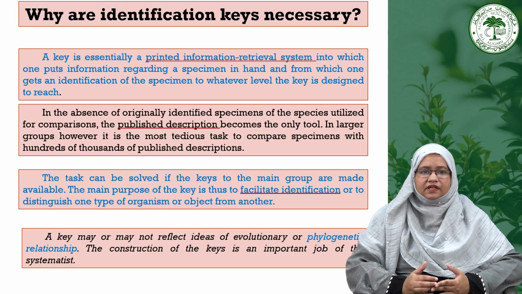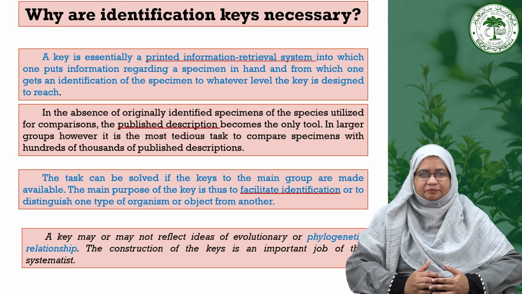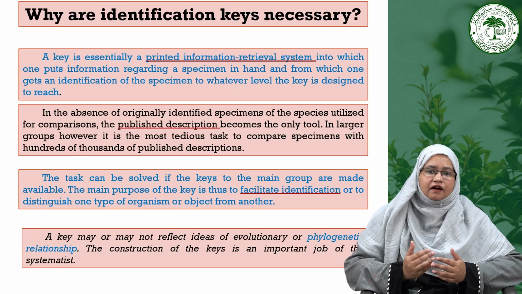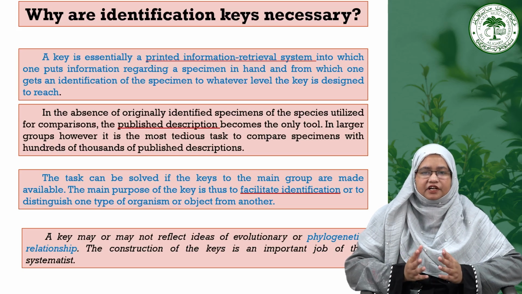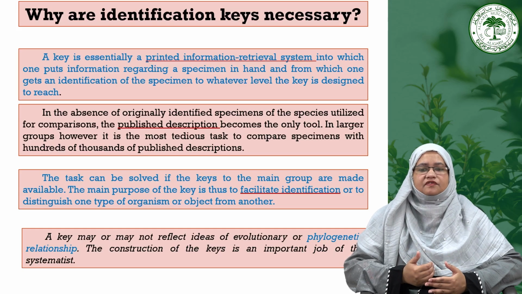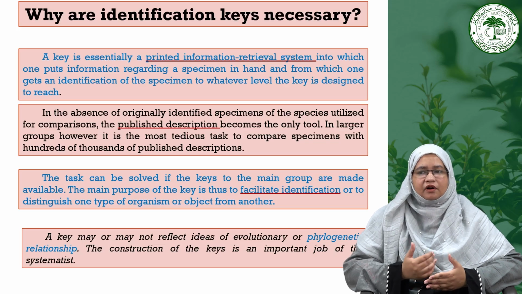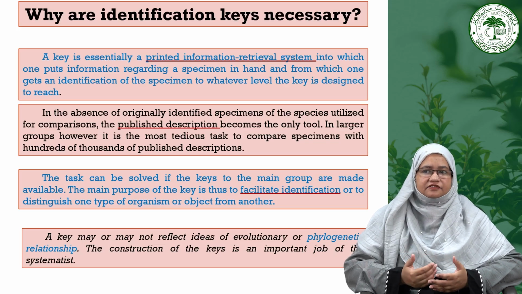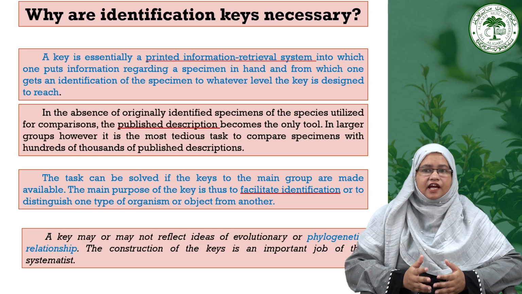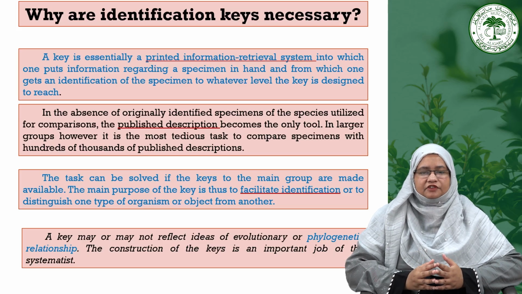In larger groups, however, it is a most tedious task to compare the specimens with hundreds or thousands of published descriptions. This task can be solved if keys to the main groups are made available, because the main purpose of a key is to facilitate identification, or to distinguish one type of organism or object from another. So the whole process of studying thousands of papers becomes very summarized due to the presence of taxonomic keys. This is very important because it saves our precious time, and it also gives a very accurate position of that particular plant.